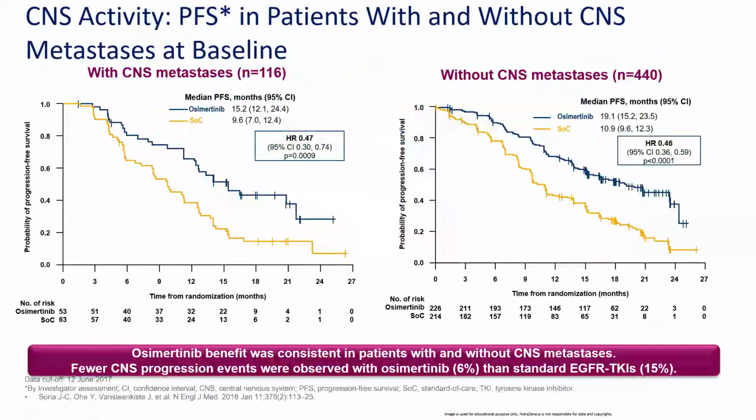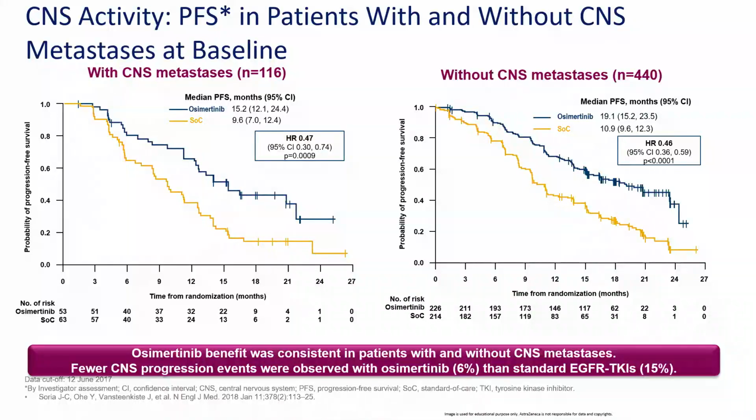This is the CNS PFS curves. It was consistent benefit with or without CNS metastasis, with a few CNS progression events in the Osimertinib group. That's 6% versus 15%. So if you see at the baseline with CNS metastasis versus without CNS metastasis, the hazard ratio is very good. That's 0.47. So with CNS mets, 15.2 versus 9.6. Without, it is 19.1 versus 10.9.